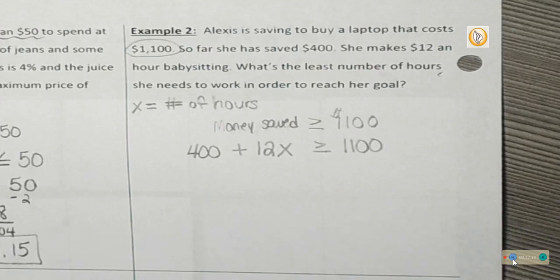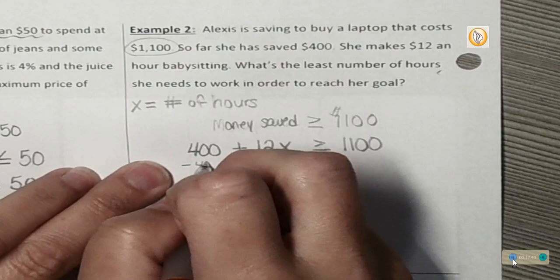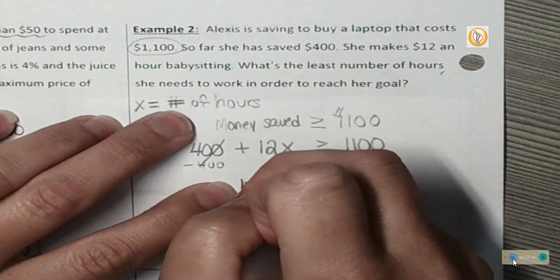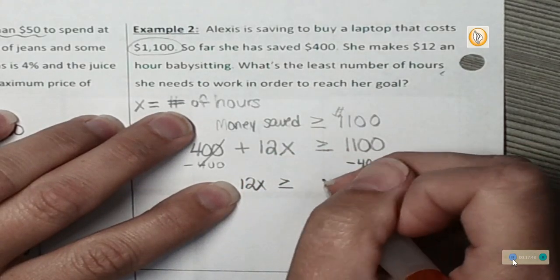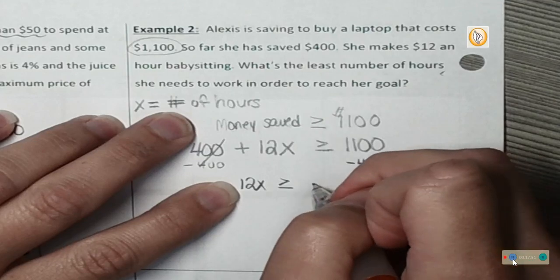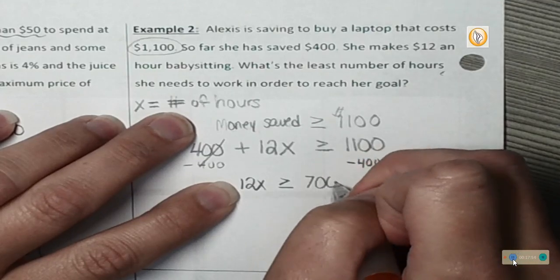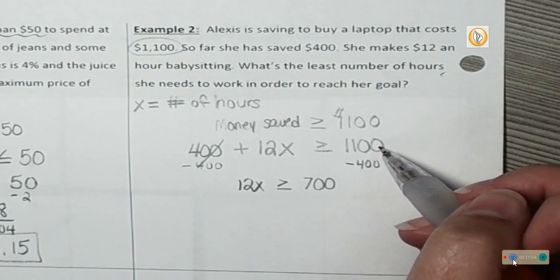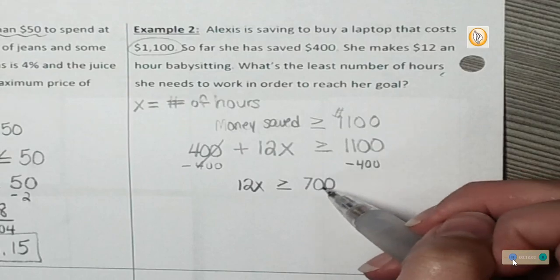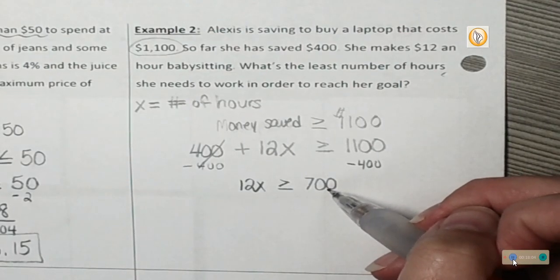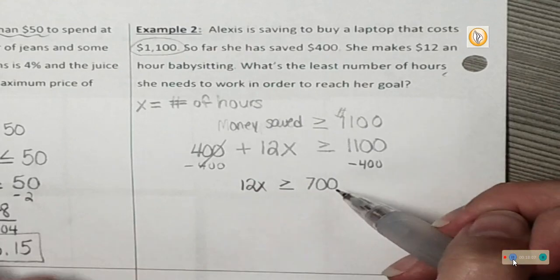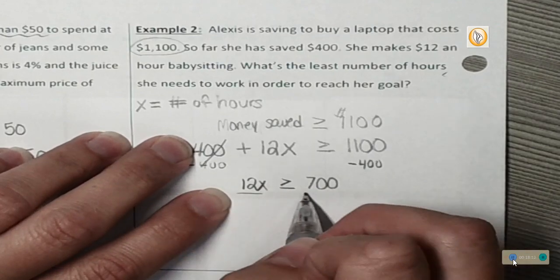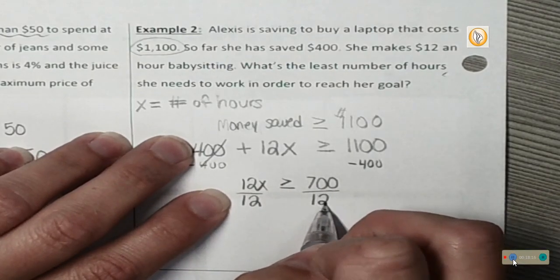So, I need to know how many hours she needs to babysit. So, what are you going to do to start solving for X? You're going to subtract 400. 400 minus 400 goes away. You've got 12x greater than or equal to, what is 1,100 minus 400? 700. All right, so now here's what this really means. She needs 1,100. She's already got 400. She needs to babysit enough hours to get at least $700. So she needs another $700. She's going to divide that up into $12 for every hour.